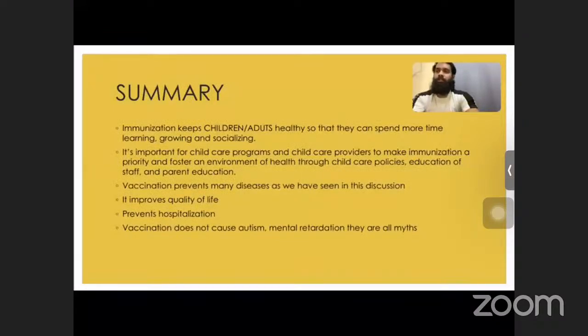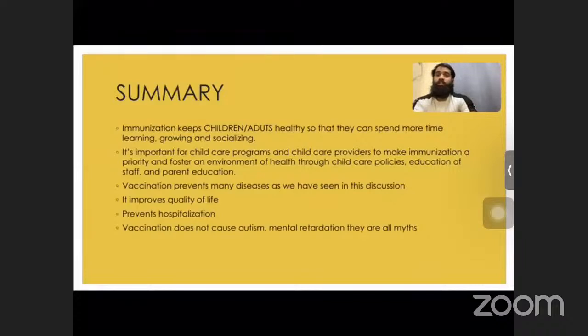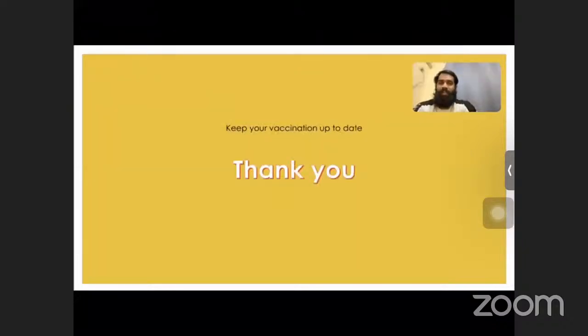Let's take a look at the summary. Immunization keeps children and adults healthy so that they can spend more time learning, growing, and socializing. It's important for childcare programs and childcare providers to make immunization a priority and foster an environment of health through childcare policies, education of staff, and parent education. Vaccination prevents many diseases, as we have seen in this discussion. It improves quality of life and prevents hospitalization. Vaccination does not cause autism or mental retardation. They are all myths. Thank you.